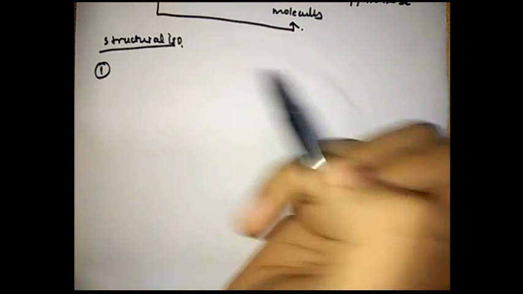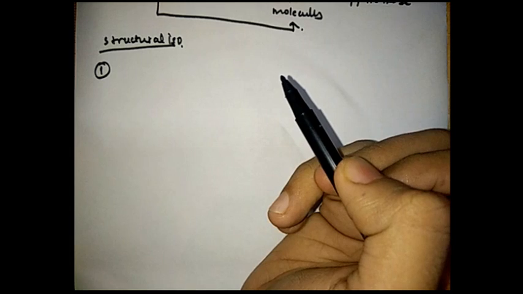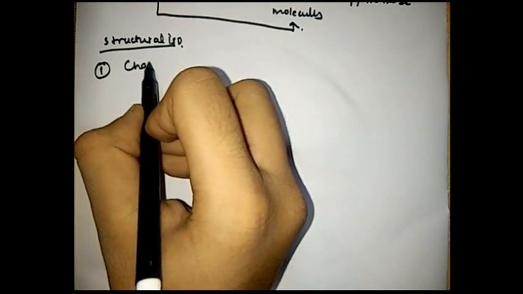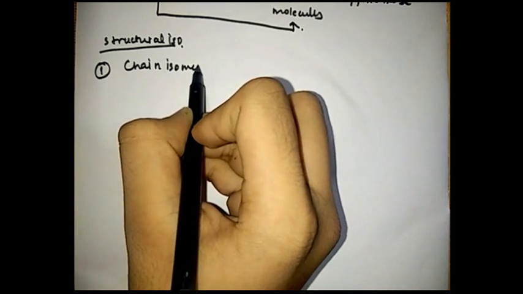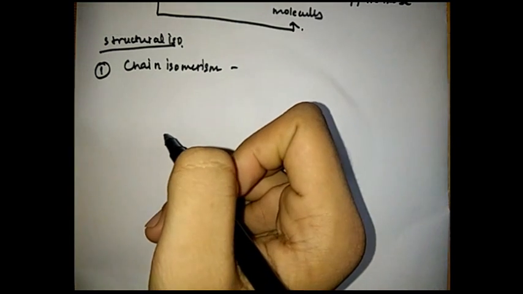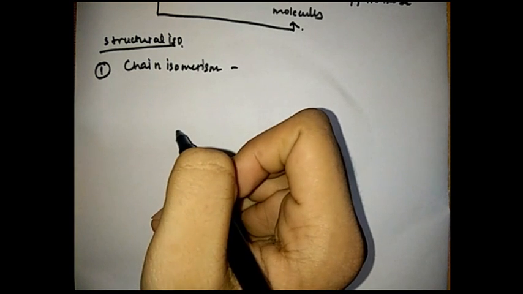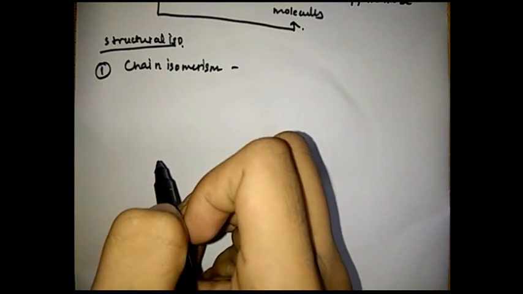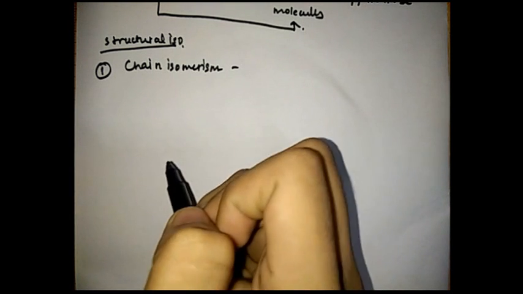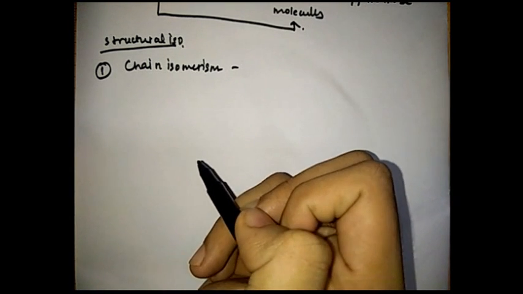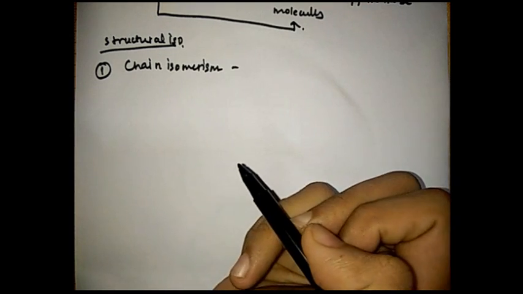Now, in structural isomerism, there are various subtypes. We'll be discussing them one by one. The first type in structural isomerism is chain isomerism. In chain isomerism, the isomers show different properties due to different carbon chain length. Chain isomerism is shown by compounds strictly having a minimum of 4 carbon atoms.